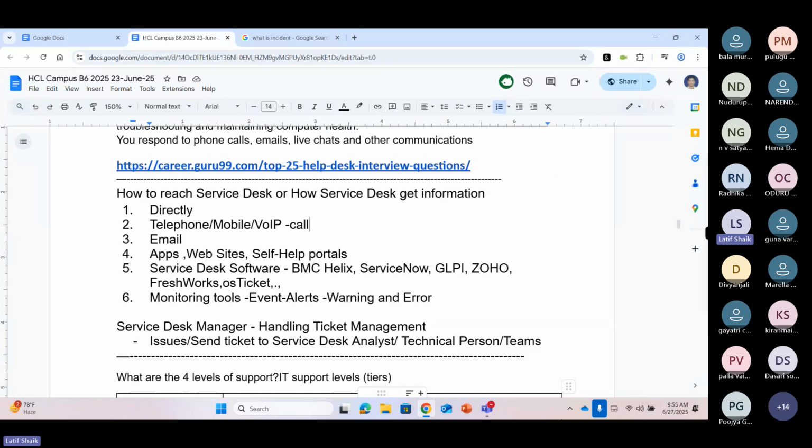It's between IT support people, meaning different IT support people like desktop support engineers, network engineers, storage engineers, and the customers.